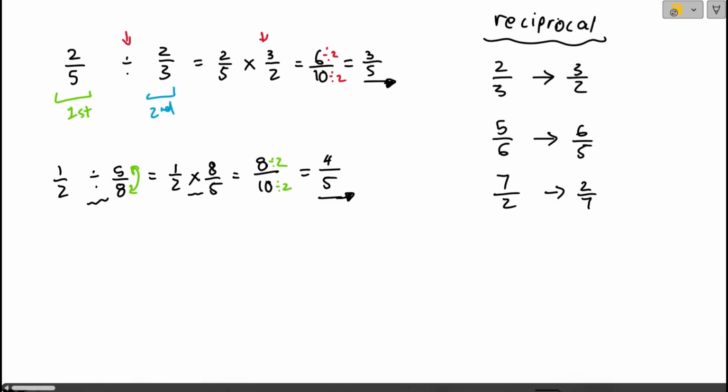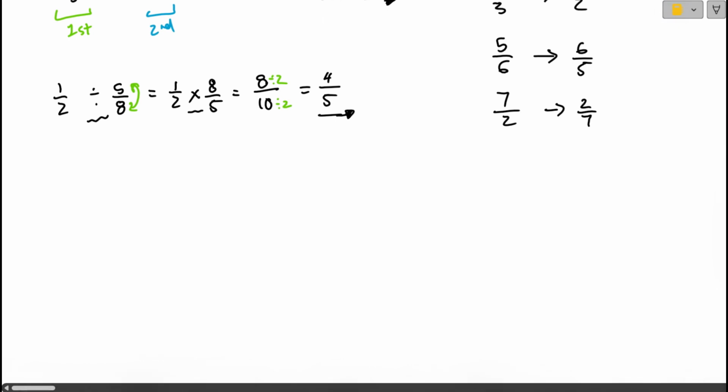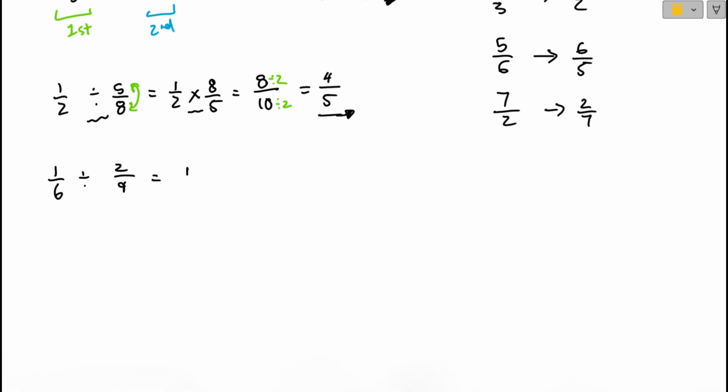Let's have a look at another example. We have 1 over 6 divided by 2 over 9. Keep the first fraction the same, times the reciprocal, which is 9 over 2. So 6 times 2 will give us 12, and 1 times 9 will give us 9. And can we further simplify this? Yes, we can. Divide both sides by 3. So 9 divided by 3, that will give us 3, and 12 divided by 3, that will give us 4.